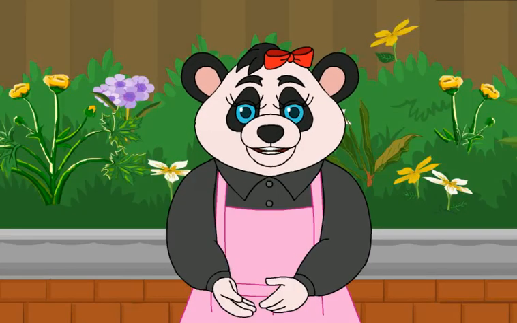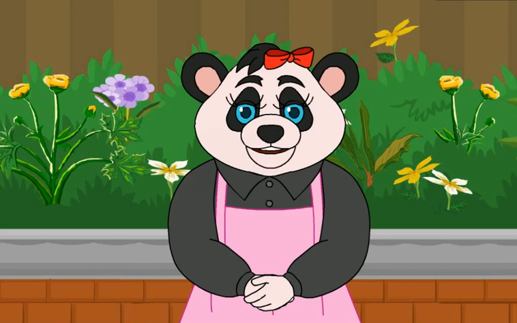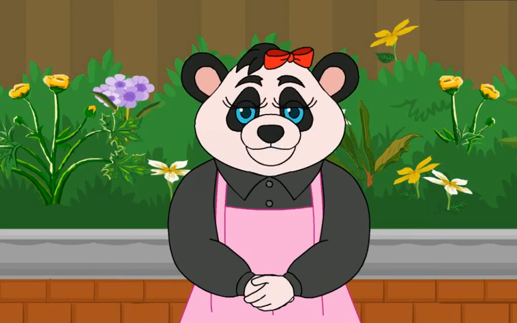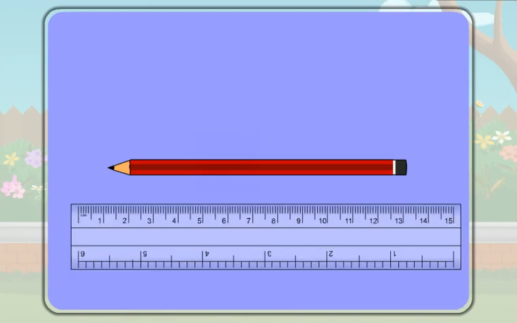Millimeter is a small unit of length. Centimeter is a large unit of length. Students, this is a pencil. Using a scale, let us learn to find its length.